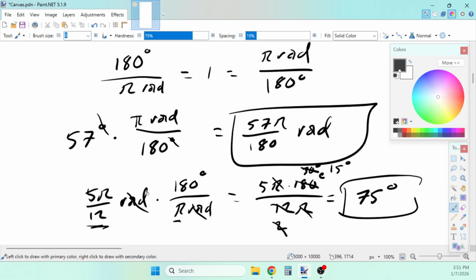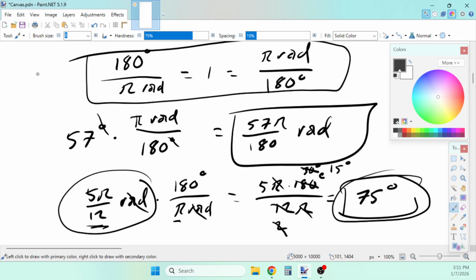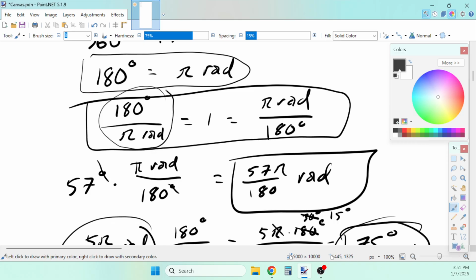So I can convert from some amount of radians to some number of degrees by using one of these conversion factors. Multiplying by 1 does not change the value of an expression. And since these two things are equal, a fraction where the top and bottom are equal is 1. Okay, that went very fast, but you can stop and rewind if you want to see it again.